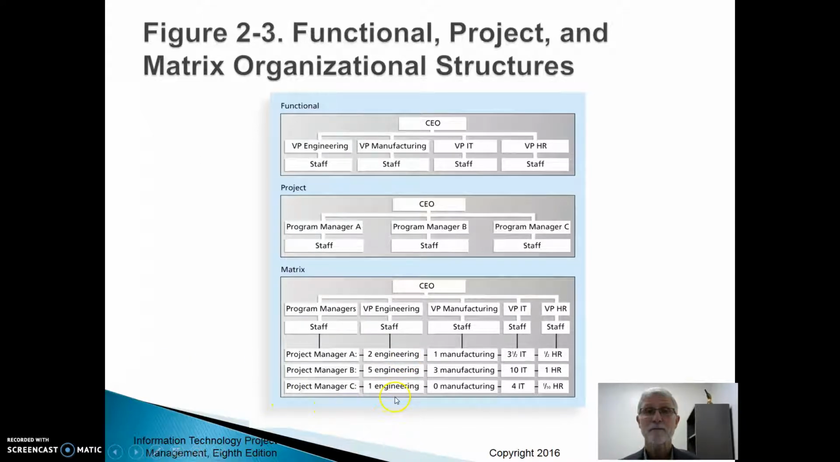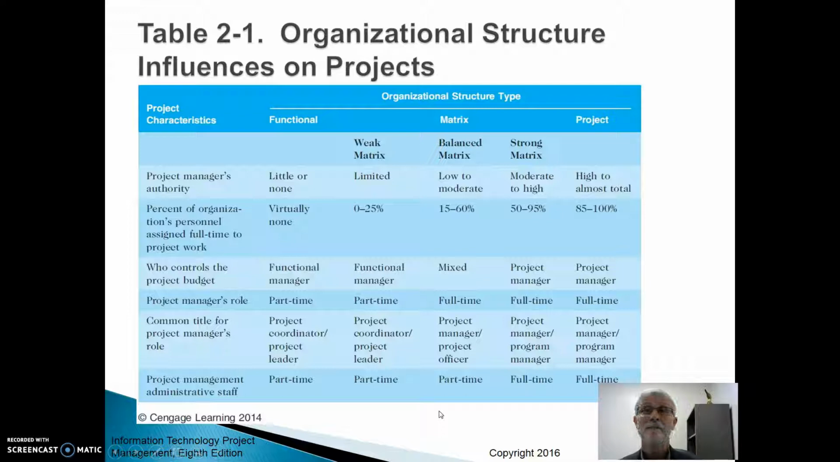Positives, negatives. I've worked in both the functional organization and the matrix. Both have their pros and cons. I guess I prefer the matrix because at least I have some autonomy in getting the job done. Here are some pros and cons, some weaknesses, and some characteristics of the different types, so take a look at that.